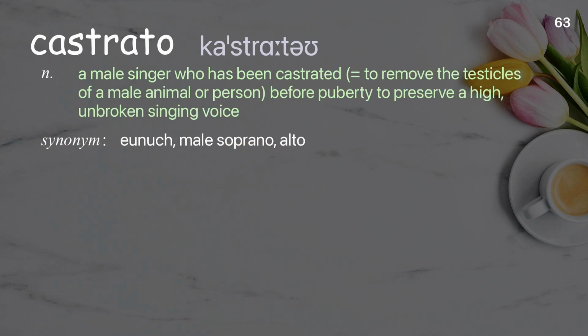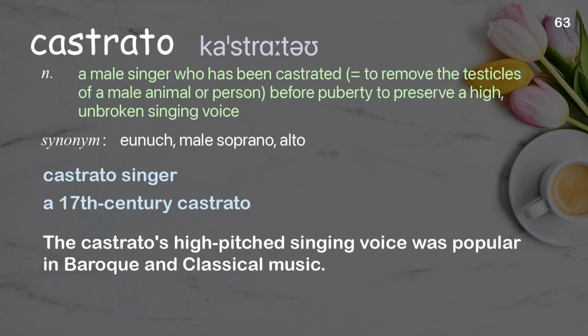Castrato. A male singer who has been castrated, meaning the testicles were removed before puberty, to preserve a high, unbroken singing voice. Examples: Castrato singer. A 17th century castrato. The castrato's high-pitched singing voice was popular in Baroque and classical music.